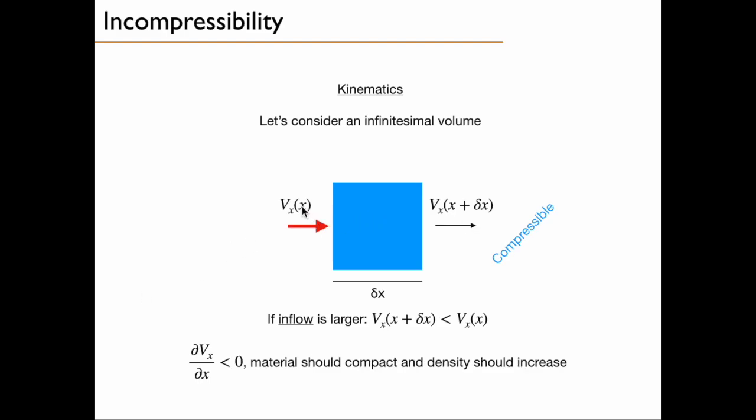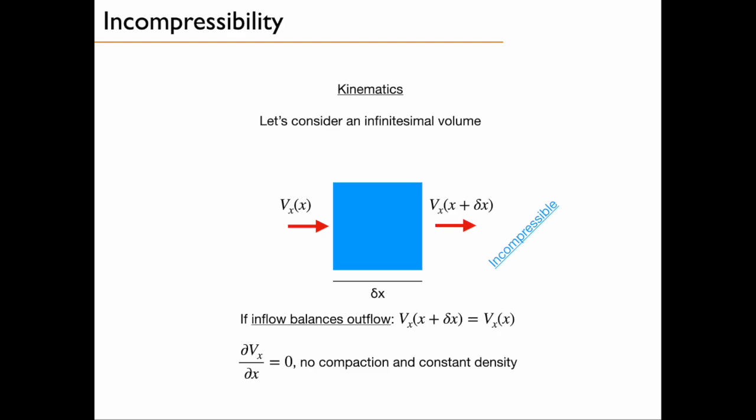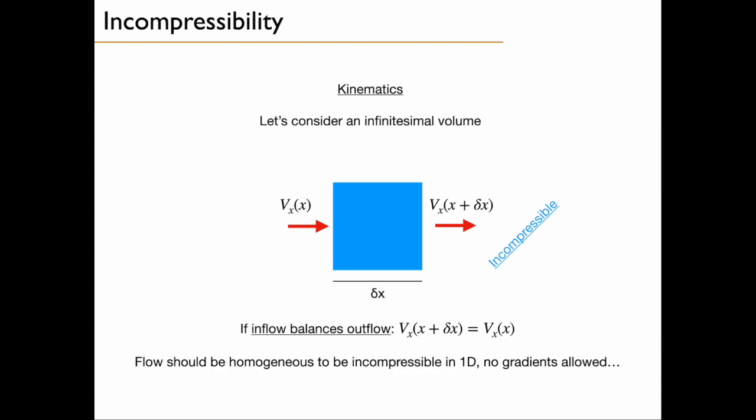The opposite can be obtained if the inlet velocity is larger than the outlet velocity, so the inflow is larger. You have vx plus delta x smaller than vx, and dv dx is smaller than 0. The material in this case should compact and the density should increase. If the two velocities are equal, then dvx dx is equal to 0, with no compaction and no density changes. So that's the incompressible case in one dimension.